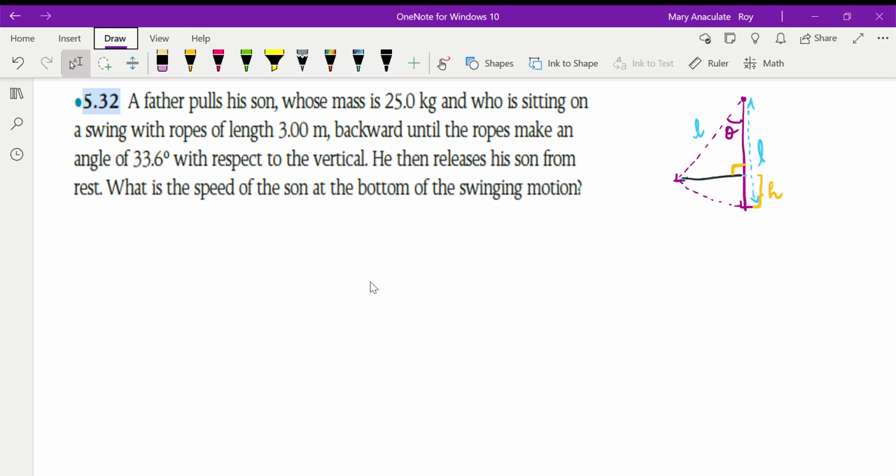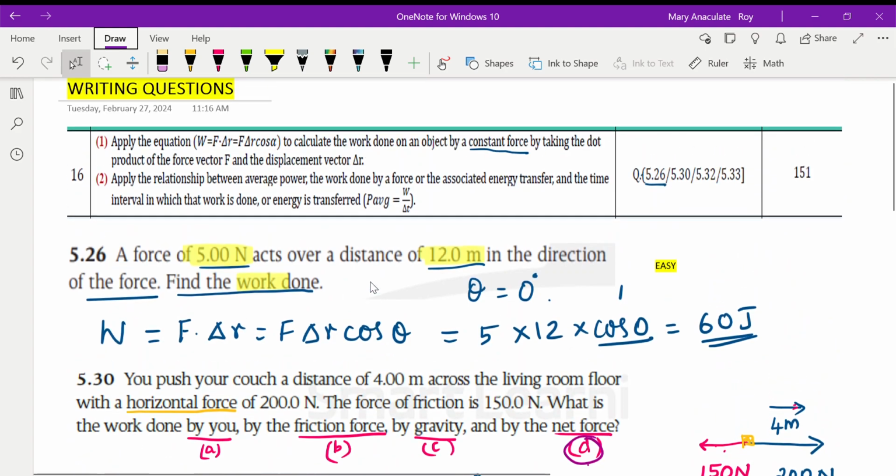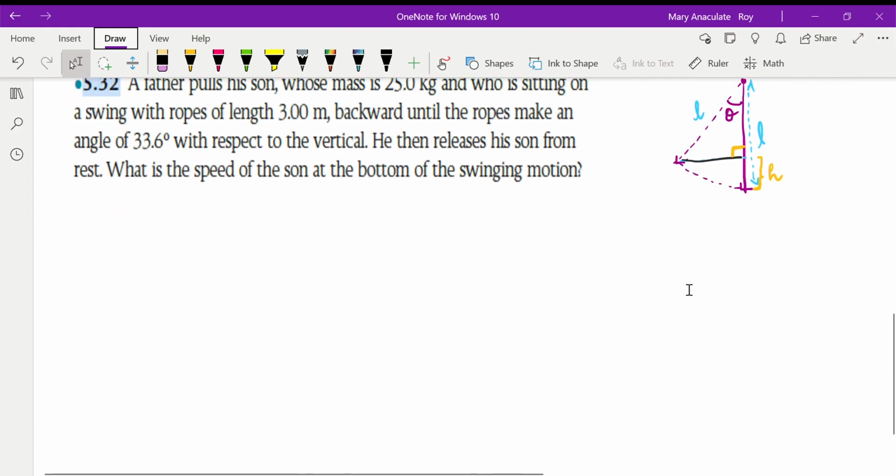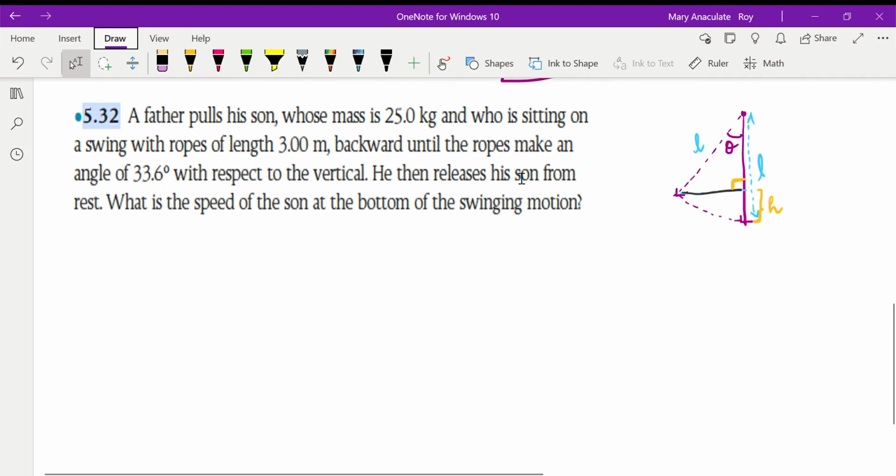This is the third question of the same descriptor. You can see here it's 5.32. Let's analyze the question. Actually, you have an example question in the textbook which we have discussed in class. You can refer to that for the picture. I hope they will give you a diagram also for this. How to approach these type of questions, let's see.